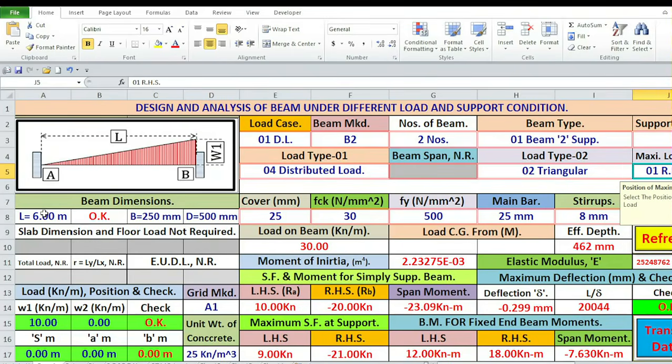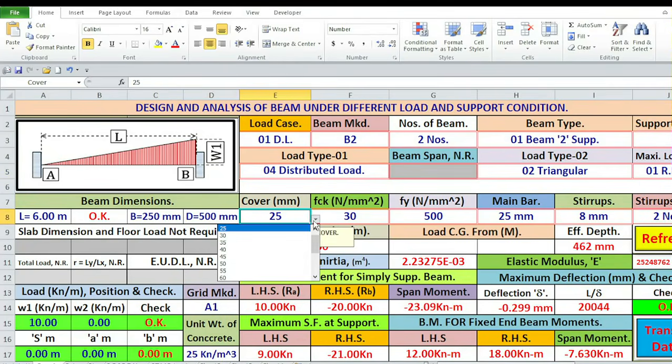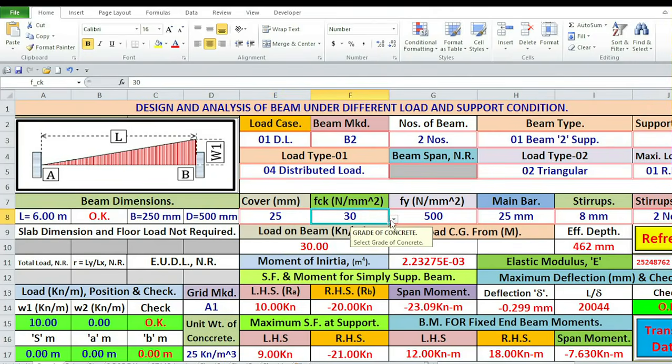We have length of the beam 6 meter, width of the beam 250 mm, depth of the beam 500, clear cover 25. We can change this 25, 30, 35 as per our requirement. FCK, we can also change this 15, 20, 25, 30, etc. FY, the grade of steel, we can also change this. Main bar diameter 25 mm, stirrup bar diameter 8 mm, stirrup legs, we can also change this.